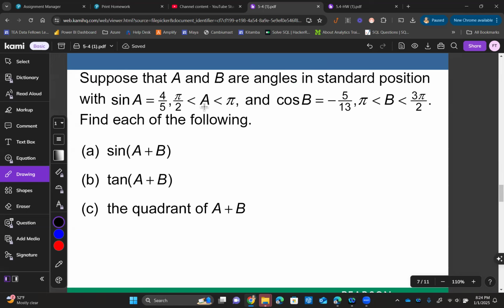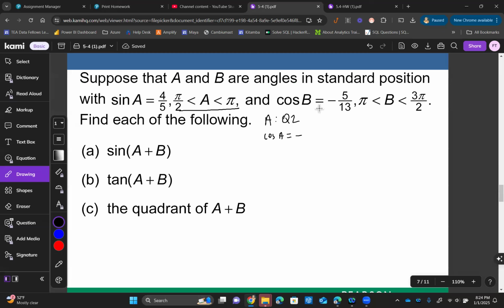Angle A is located in quadrant 2 because pi over 2 is less than angle A, and angle A is less than pi. In quadrant 2, cosine values are negative and sine values are positive. So its sine value is positive, but its cosine value must be a negative number. That's what this information tells me.